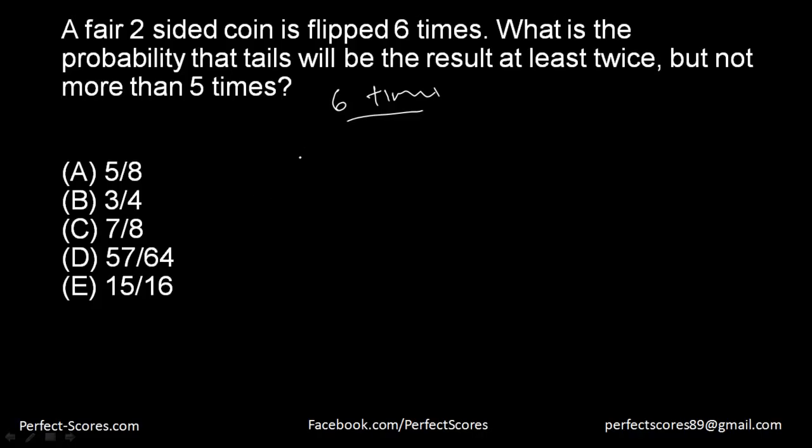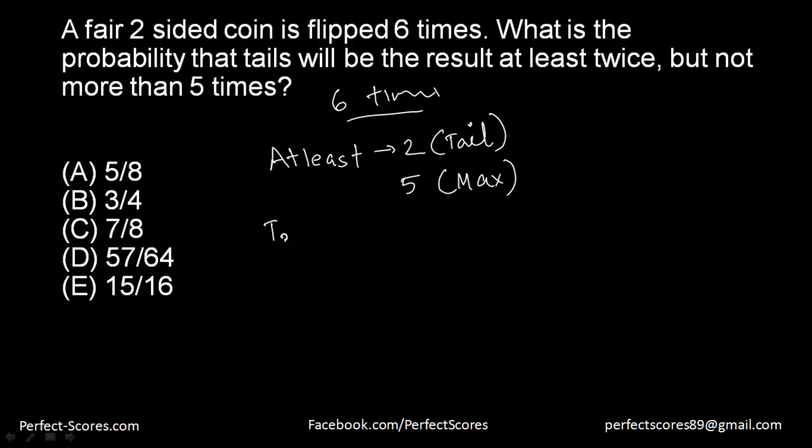Now the question is saying, what is the probability that I will have at least, now the word at least is the key here, at least 2 times tails, but maximum, right? But maximum 5 times tails. So this is what the question is saying, maximum 5 times tails. So I can have 2 times tails and 3 times head, right? I can have 3 times tails and 4 times head. Sorry, it's asking for 6 times.